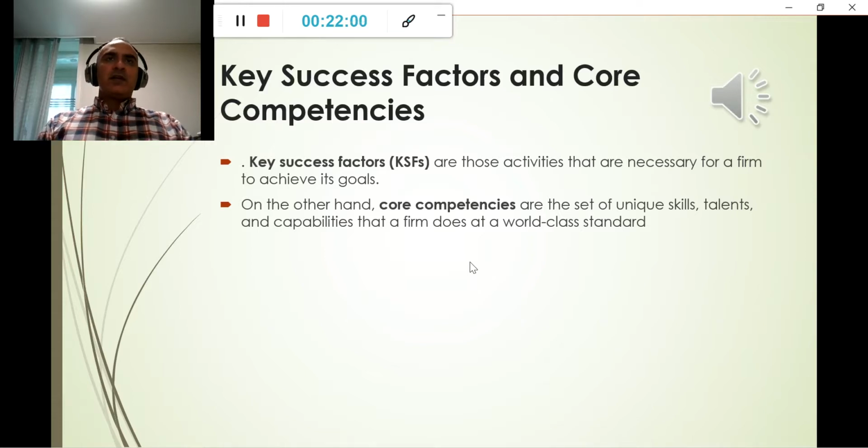So let's talk about here key success factors and core competencies. So there's key success factors. There's things that I need to fulfill. Let's say, for example, I need a quality phone, right? I need a quality phone, and then for that I need all of the best components that I can. So I have to fulfill that quality.